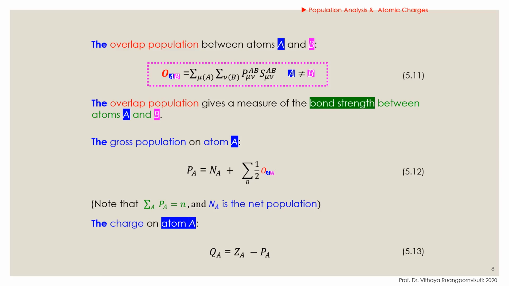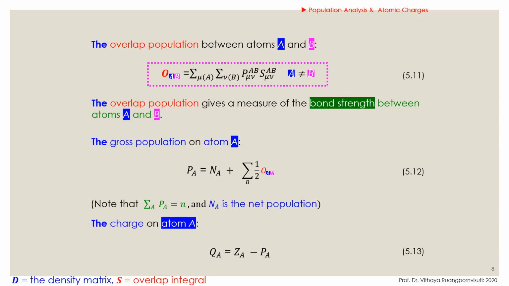O matrix, O subscript AB, is equal to the summation over mu in A, summation over nu in B, multiplied with the density matrix, multiplied with the overlap matrix. The overlap population gives a measure of the bond strength between atoms A and B.